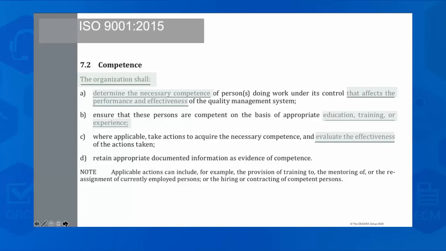ISO 9001 and the other standards that have practically these same words in them, they don't give you a whole lot to go on. It says the organization shall determine the necessary competence of people that affect the performance and effectiveness of the management system. Well, auditors certainly affect the performance and effectiveness by, as I said, undetected process errors will lead to undetected problems that actually hit the customers. So you definitely need to address the competence of auditors, and it says you shall do it on the basis of appropriate education, training, or experience, and evaluate the effectiveness of the actions taken to develop that competence.